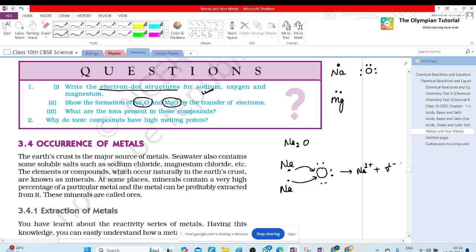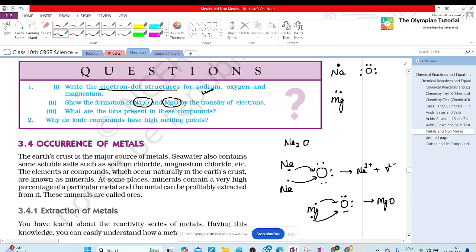Next one, MgO. How will you show it? Mg. Ma'am, magnesium will give 2 electrons. But this oxygen won't take just 1, it'll take both the electrons here. Yes, magnesium has 2 electrons and both will be given to oxygen, because oxygen has the space to take 2 electrons.